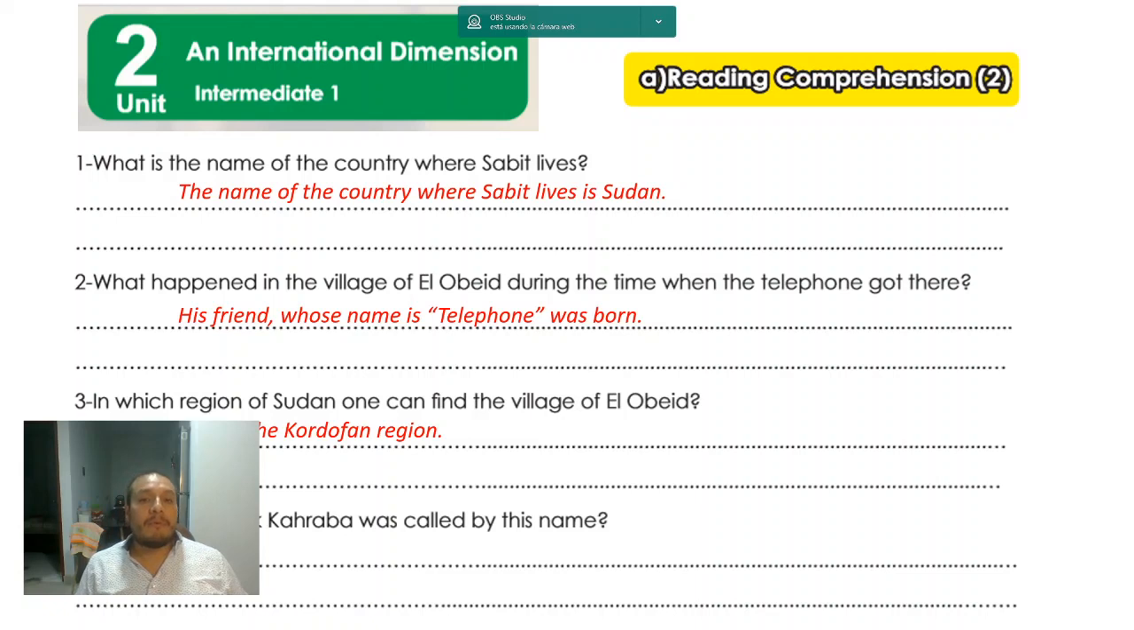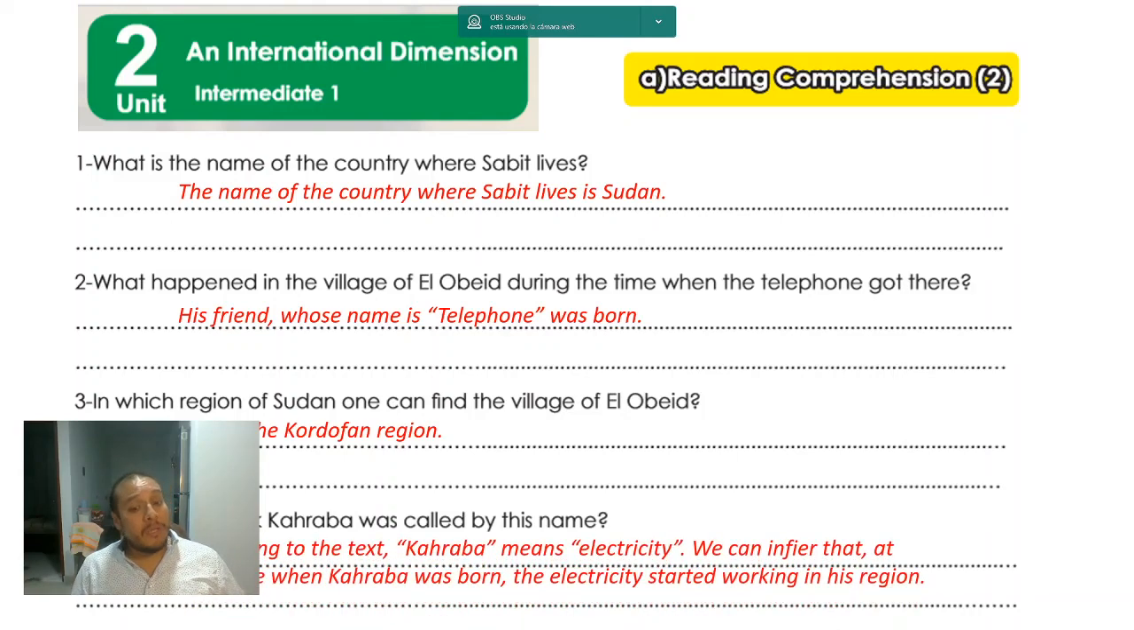No? Number four, why do you think Karaba was called by this name? You remember that Karaba means electricity. But why do you think their parents gave that name to the baby? According to the text, Karaba means electricity. We can infer that at the time when Karaba was born, the electricity started working in the village. That is the only logical explanation, right? Did you get your answers correct? Perfect.